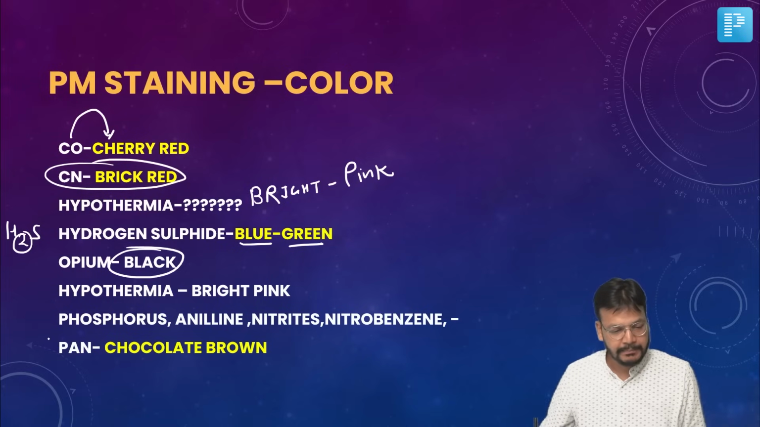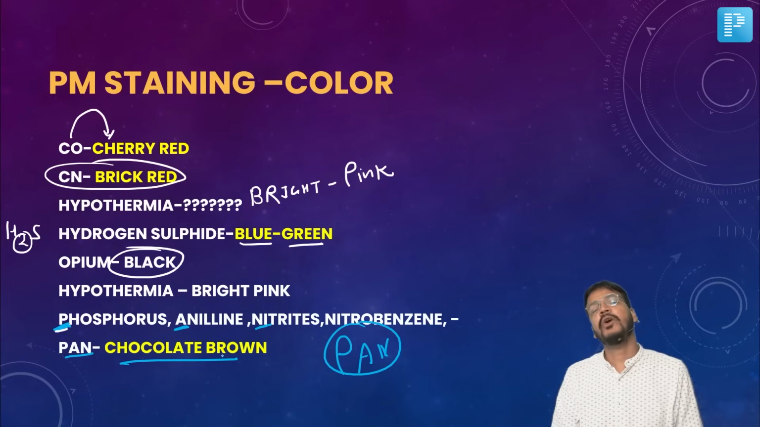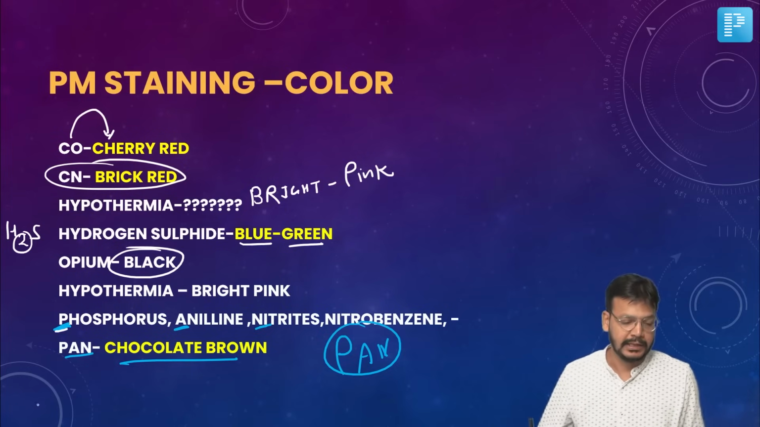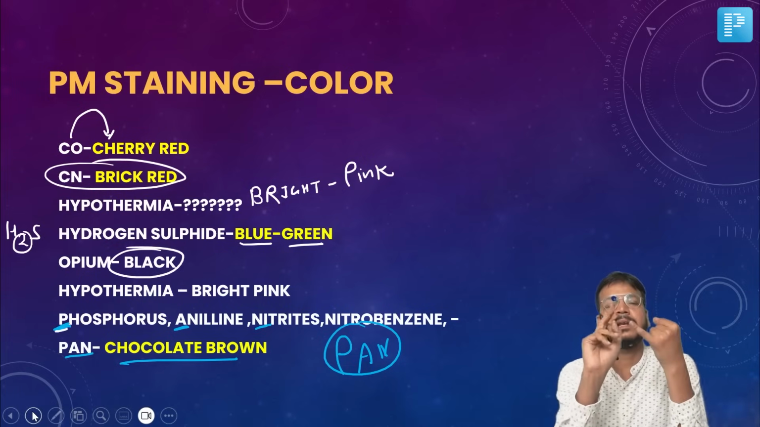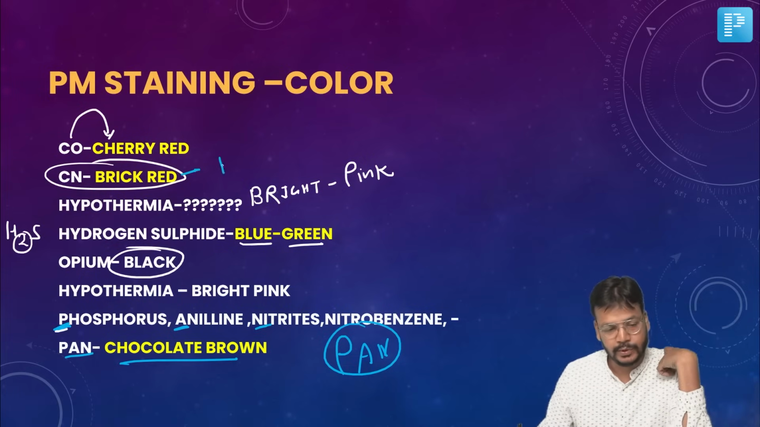Now, sir, remember P, A, and pan. How would you remember this? P phosphorus, A aniline, and nitrite. P, A, and pan. In pan, it is chocolate brown color. So these are the colors of postmortem staining. Okay, so I think carbon monoxide is cherry red or bright or brick red. Sometimes they don't give the word bright. They can give the bright or brick red, both.